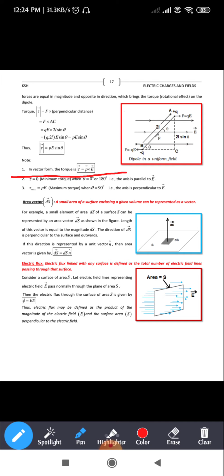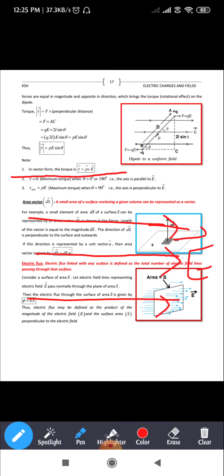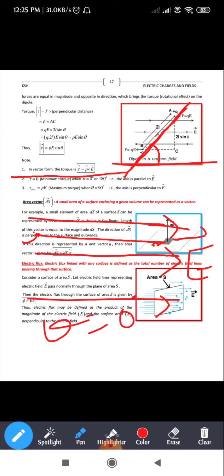As you know, when will tau be equal to 0? Let us suppose when theta is equal to 0 or 180 degrees. See here, if this is my electric field, as of now the electric dipole is making some angle with respect to the electric field. Let us say that the electric dipole is along the direction of the electric field. That means theta is equal to 0 degrees, or if you reverse that electric dipole, theta is equal to 180 degrees.